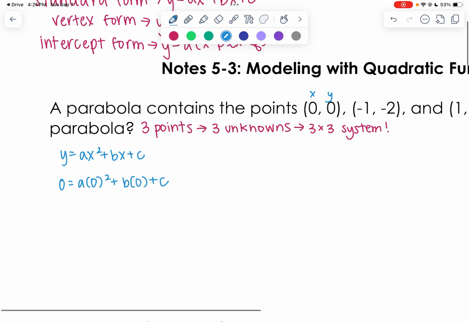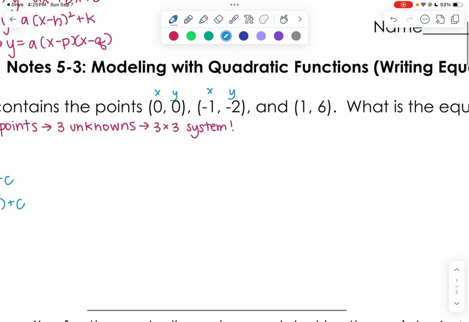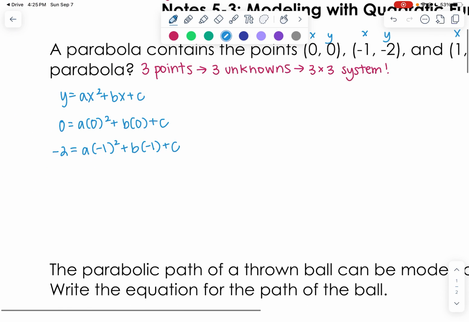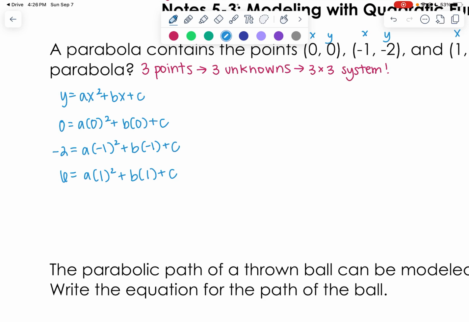The next one, same thing, x, y. So y would be negative 2. Negative 2 equals a times negative 1 squared plus b times negative 1 plus c. And then for my last one, be careful with x, y. What ends up happening is you sometimes will do like 1 equals, but it's y equals. So 6 equals a times 1 squared plus b times 1 plus c, okay?